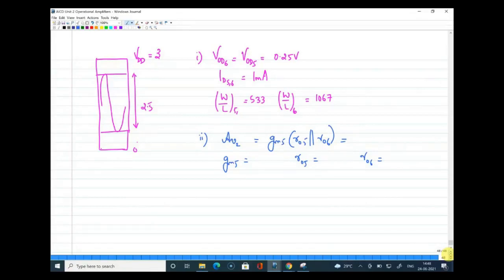If you calculate, you will get a voltage gain of the second stage close to 26.66. You can verify with the answers you're getting for GM5, R05 and R06. That is the second part. If you're getting the same answer, you can post here in the chat. I'll quickly verify that. Now coming to the third part of the question.